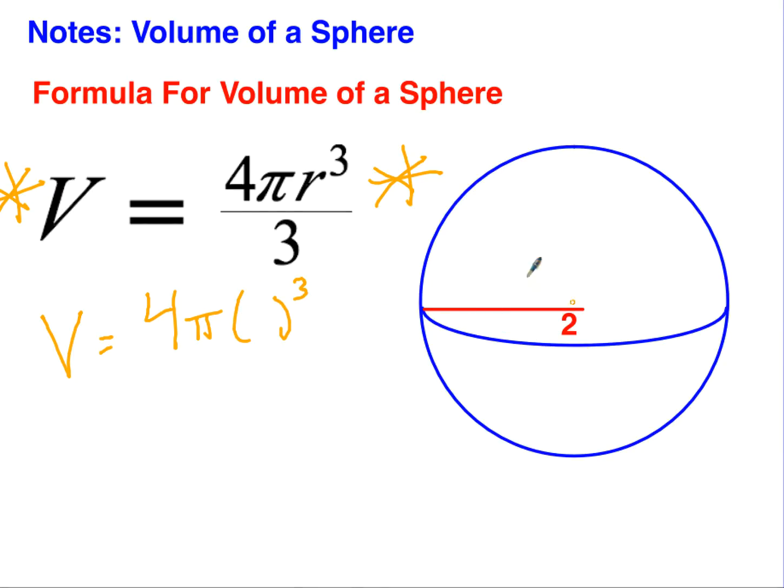So for this particular sphere, my radius is 2, because again, it stops halfway, and the radius is the one that stops halfway. Diameter goes all the way through. So when I find the volume of the sphere, I want to plug this all into my formula, and I divide this all by 3. So I have 2 to the third power. I have 4 times pi, and then I have all of that divided by 3.